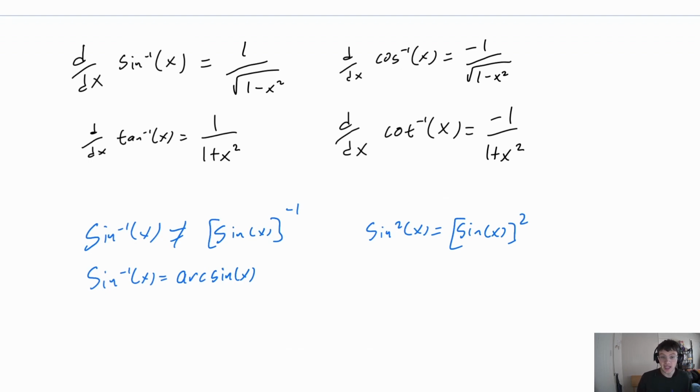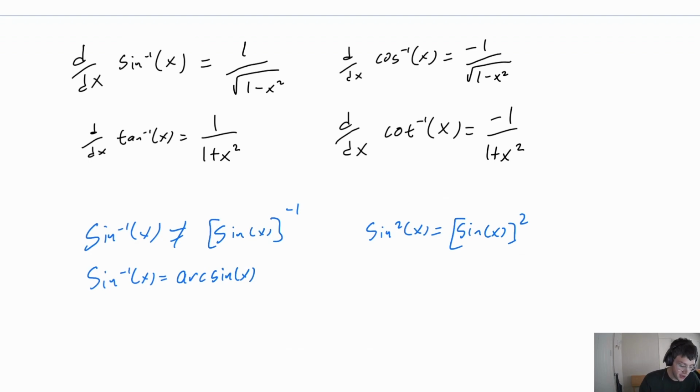Remember that the way the sine function works is we hand it an angle, and it tells us the ratio of the opposite to the hypotenuse of a triangle. The way the inverse sine function works is we hand it a ratio. We hand it the ratio of an opposite to a hypotenuse, and it tells us what angle has that ratio as its sine.